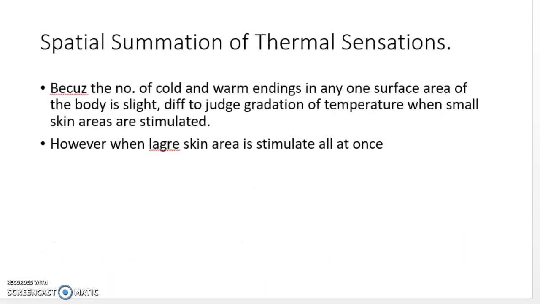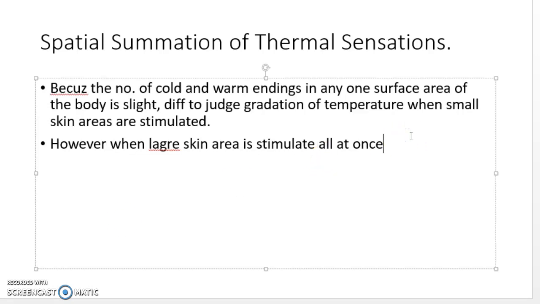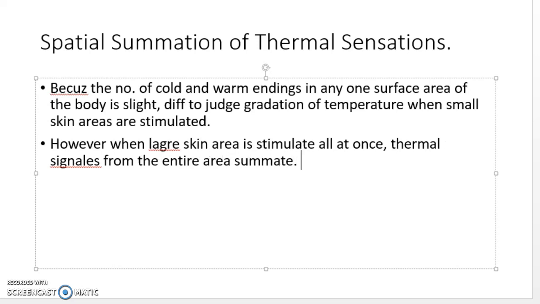How about the effects of spatial summation on thermal sensations? Because the number of cold and warm endings in any one small area of the body is slight, it is difficult to judge gradations of temperature when small skin areas are stimulated. However, when large skin areas are stimulated all at once, thermal signals from the entire area summate.